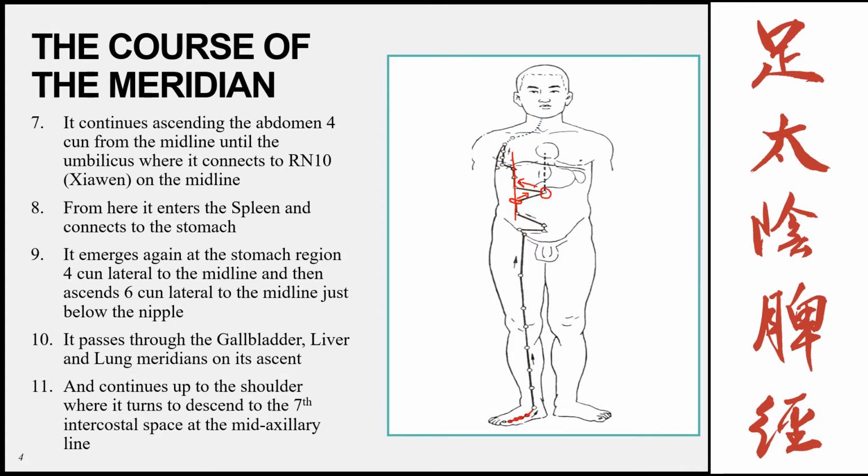During this ascending pathway, it will pass through the gallbladder, the liver, and the lung meridians. Once it reaches near the shoulder up here, it once again loops back down and goes all the way down to the 7th intercostal space at the mid-axillary line, which is over here, where the meridian ends.